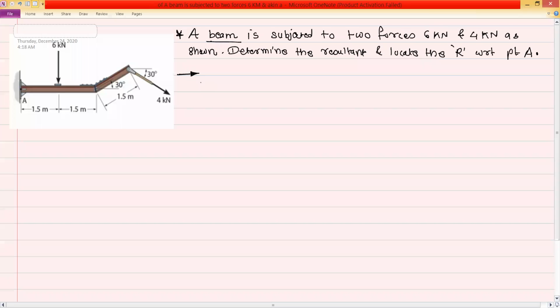The heavy load and generally it is used in the construction of the buildings. So the beam is subjected to two forces. One is 6 kilonewton and second is the 4 kilonewton as shown in figure. And we have to determine the resultant of these two forces, and we have to locate the resultant with respect to point A. So this is the given structure. So this is the simplified diagram.